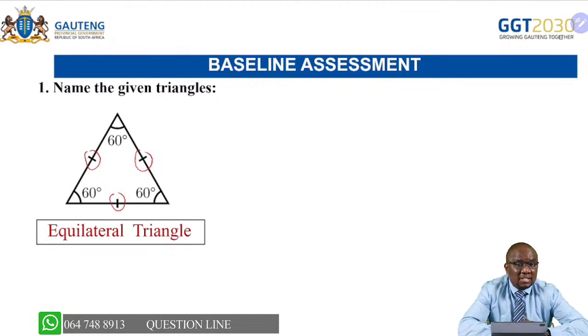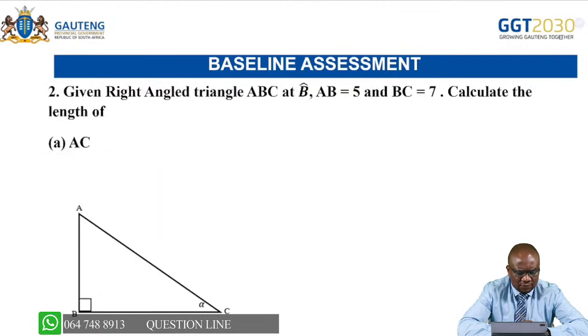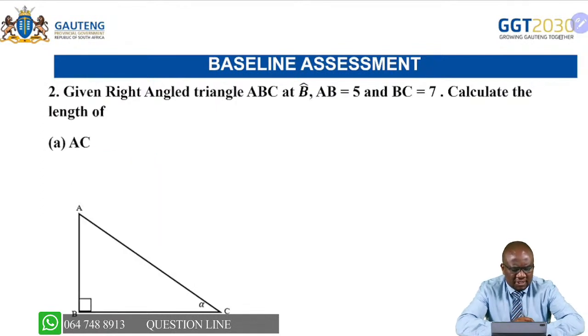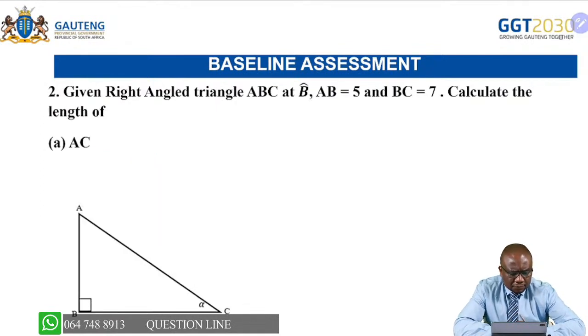So those are the types of triangles we're going to deal with. Later on in the other lessons, we're going to use the equilateral triangle and also the right angle triangle when we want to prove the special angles. Right now, we are continuing with our activity.